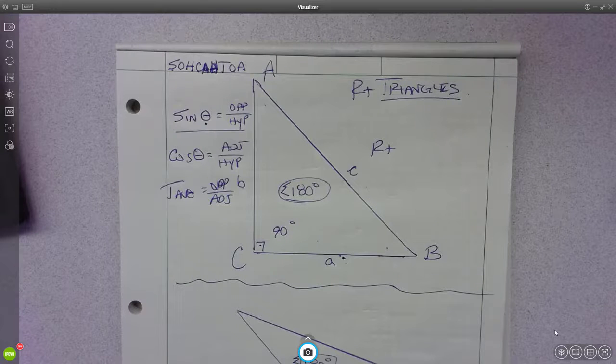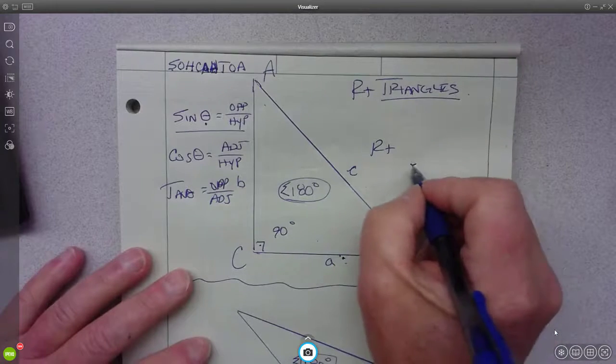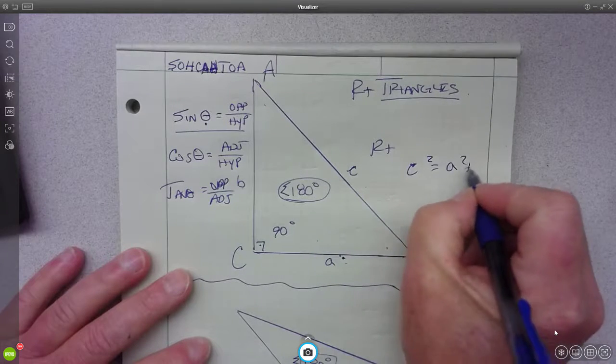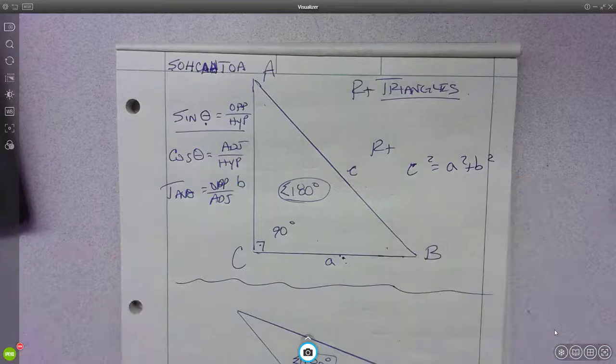What else? Anything else about right triangles? We're going to practice with this stuff in a second. We got the 180 thing. We have it labeled correctly. We know the sine, cosine, tangent. Is there another equation? We can do everything with these three. But there's another equation that we've already used. Pythagorean theorem. Don't forget that one. C squared equals A squared plus B squared. That's it. There's no other ones for the right triangle.